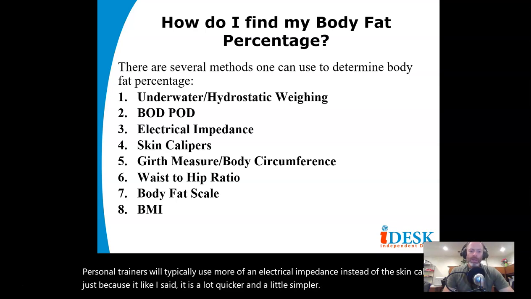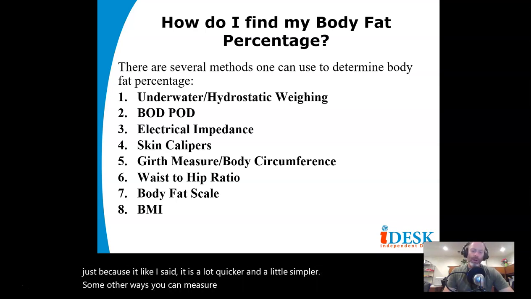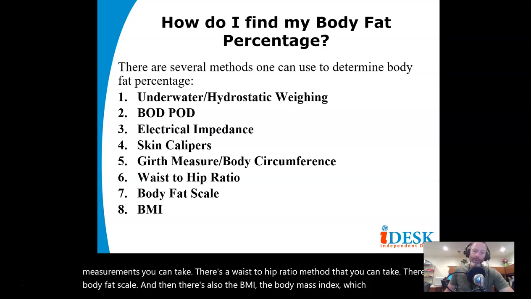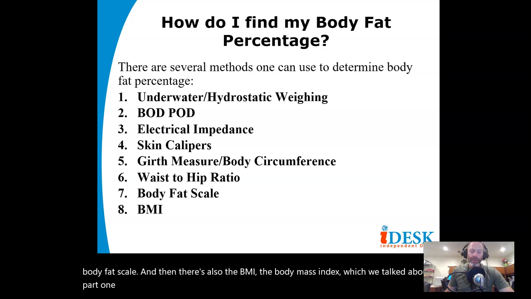Some other ways you can measure are girth, or body circumference. There are different measurements you can take. There's a waist-to-hip ratio method, there's a body fat scale, and then there's also the BMI, the body mass index, which we talked about in part one. All of these methods have pros and cons.